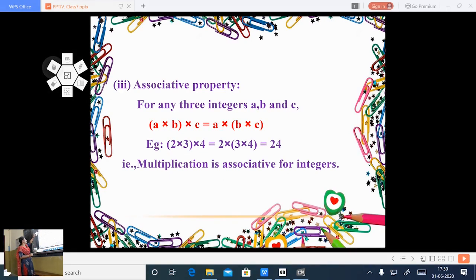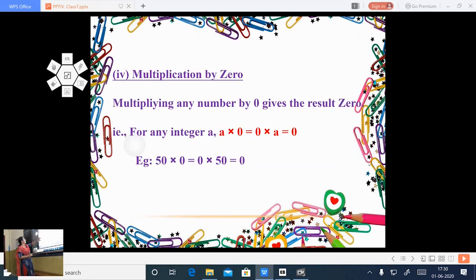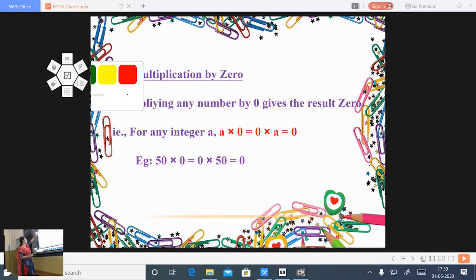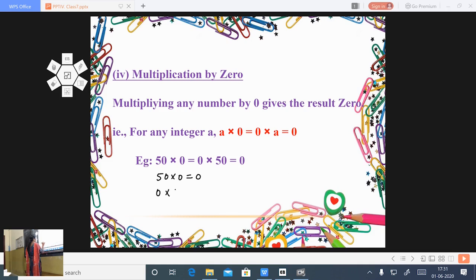Okay. Next property, multiplication by 0. We know that if you multiply any integer by 0, answer is 0 only. For example, 50 into 0 is equal to 0. And 0 into 50 is also equal to 0. That means 50 into 0 is equal to 0 into 50. In general, we can say that for any integer a, a into 0 is equal to 0 into a is equal to 0.